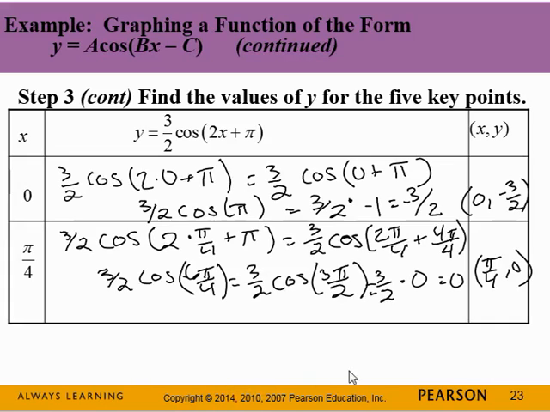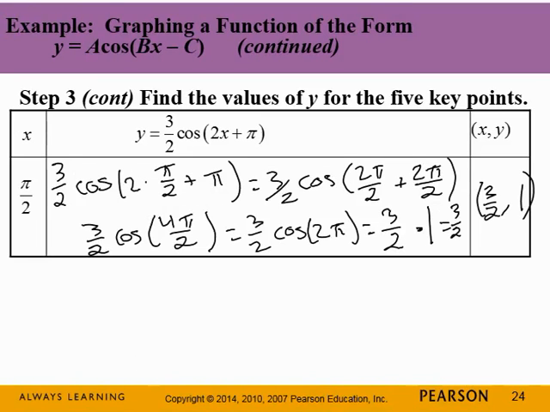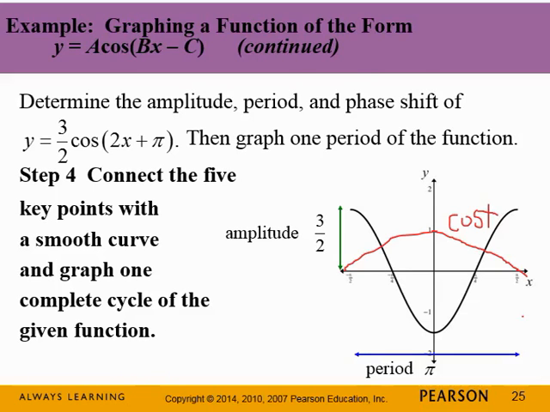So for 0, you should have 0, negative 3 over 2. And for pi over 4, you should have pi over 4, 0. And lastly, you have pi over 2, 1 in that case. So your next step is to plot all of your points and then connect them. Step 4 is connect the 5 key points with a smooth curve and graph one complete cycle. Step 5 would be continue it. If you have room, you do want to continue it, so you just keep going.